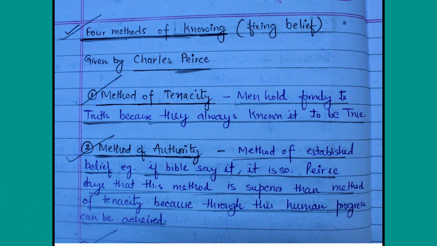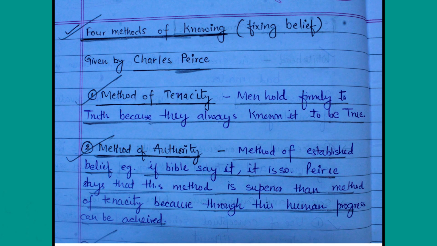Then comes the method of authority. The method of authority says if something is documented based on certain reliable sources and it has penetrated among societies, then society and people will believe that it is true. For example, if the Bible says it, it is so. If the Ramayana says it, it is so. If the Mahabharata says it, it is so. If it is written in our ancient literature, it is so. So people have this method of establishing belief, that if something has been documented systematically in the past, then it will be true. People believe that. So Peirce says that this method is superior to the method of tenacity.